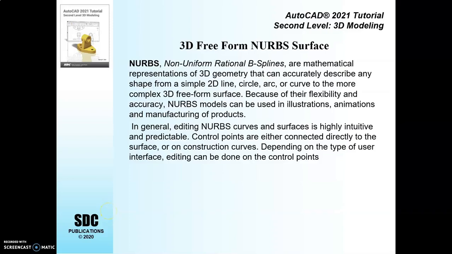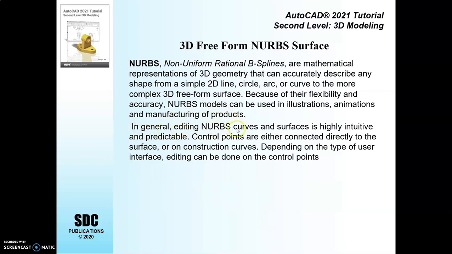In the second part of Chapter 5, we're going to look at NURBS surfaces, which stands for Non-Uniform Rational B-Splines. They are mathematical representations of 2D geometry that can accurately describe any shape, from a simple 2D line, circle, arc, or curve to a more complex 3D freeform surface.